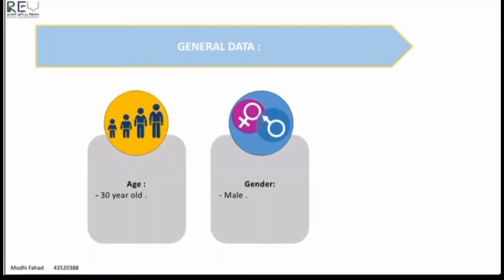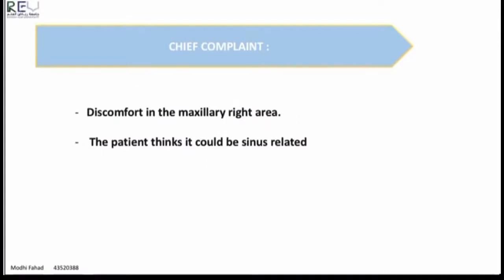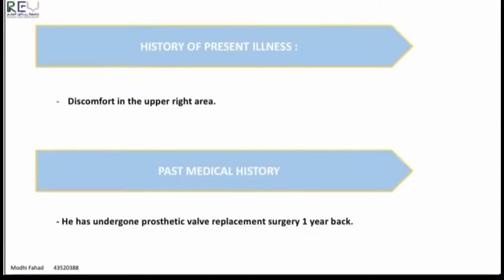General data: age 30 years old, gender male. Chief complaint: discomfort in the maxillary right area. The patient thinks it could be sinus related. History of present illness: discomfort in the upper right area. Past medical history: he underwent prosthetic valve replacement surgery 1 year ago.